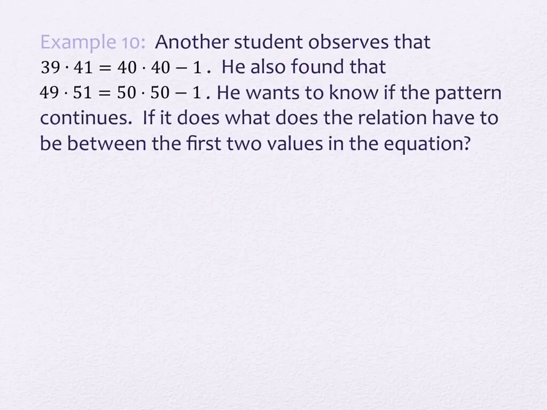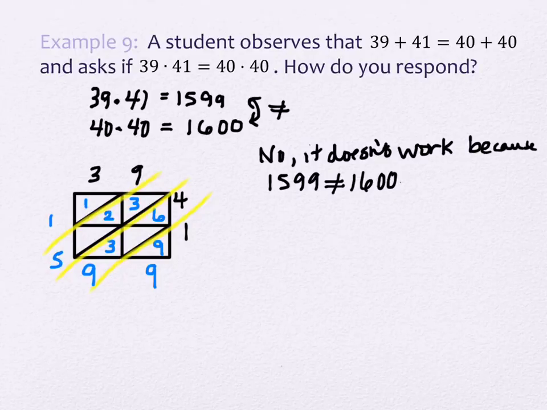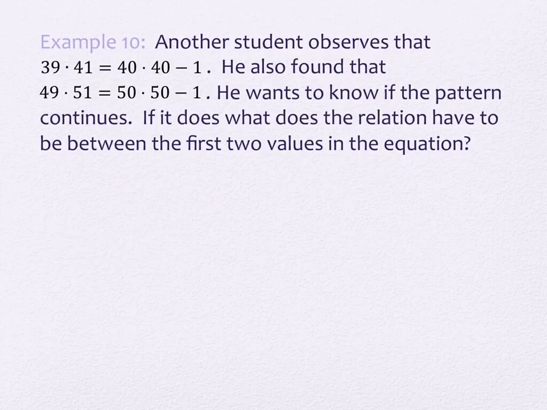Okay, let's look at the pattern of what's going on there in a little bit different way, though, asking the question somewhat different. So the first student asked this question. Another student observes that when you do the 39 times 41, it looks like it's almost 40 times 40. They're awfully close, but it's just off by 1. And then he tries it again with another number. He says, okay, well, let's try the 49 times 51. And he notices that it's also 50 times 50 minus 1. So he wants to know if the pattern continues. If it does, what does the relation have to be between the first 2 values in the equation?